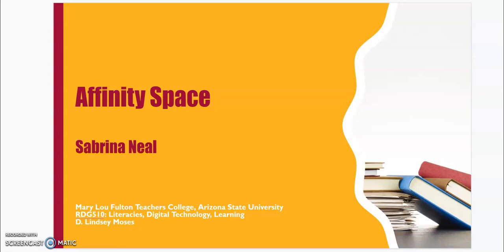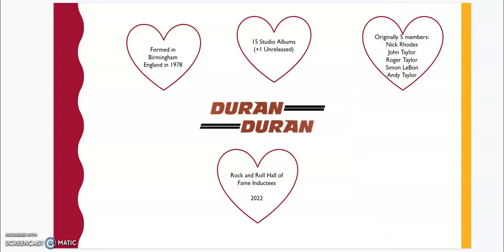So let's get started. I actually picked my favorite band, and so let's look at them. It is Duran Duran. If you don't know anything about the band, they were formed in Birmingham, England in 1978. They have had 15 studio albums, and then there's also one that was unreleased. There were five original members, Nick Rhodes, John Taylor, Roger Taylor, Simon Le Bon, and Andy Taylor. Andy Taylor has left the band a couple times and come back in. Now it is just Nick Rhodes, John Taylor, Roger Taylor, and Simon Le Bon.